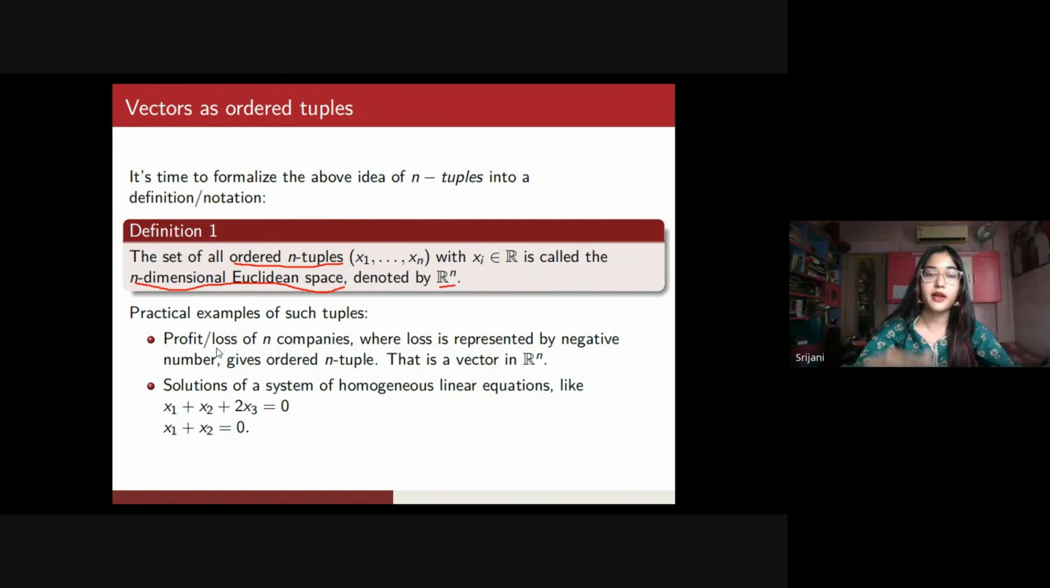So we can see practical examples. Profit or loss of n companies. It can take any real value, negative, positive. Then solutions of a system of homogeneous linear equations. We can firstly see that the solution of this will not be unique because there are 3 variables, 2 equations. But we know how to solve this, right? Ax equal to 0.